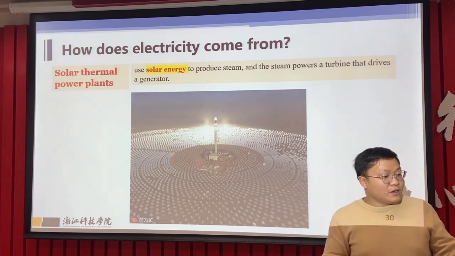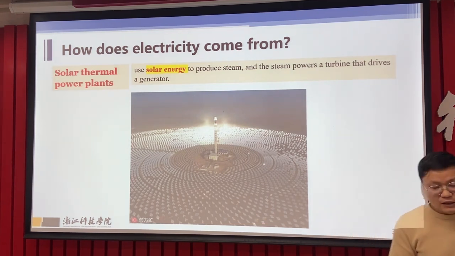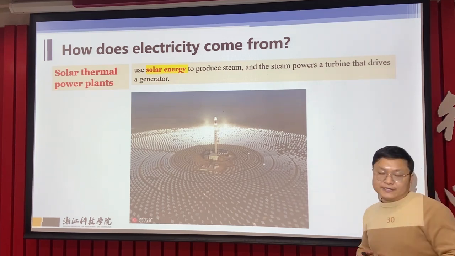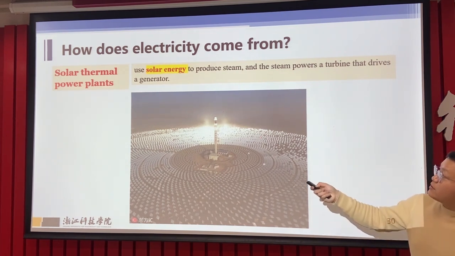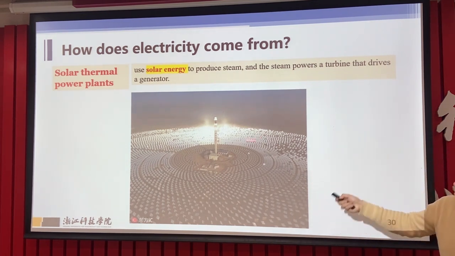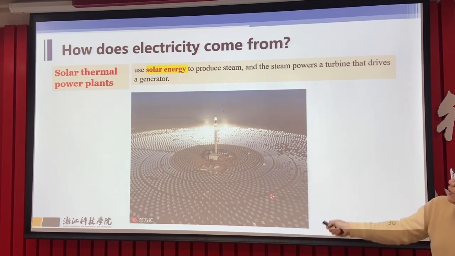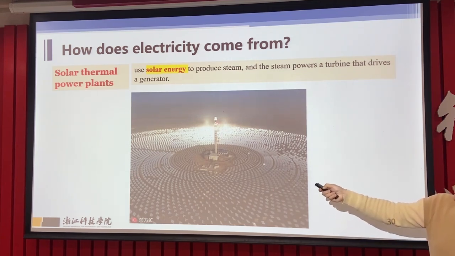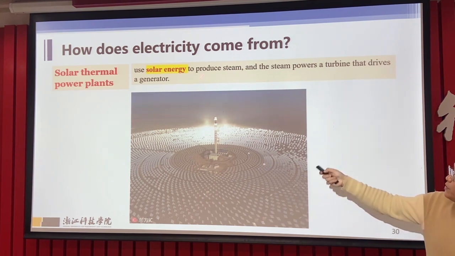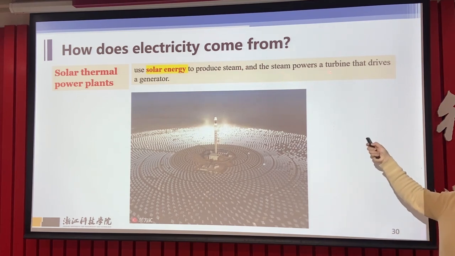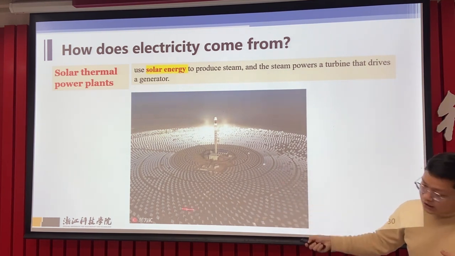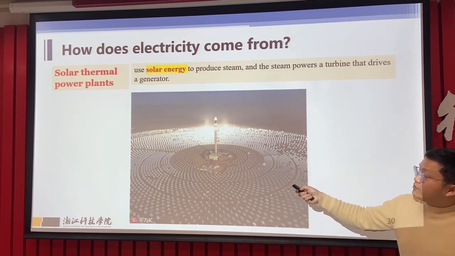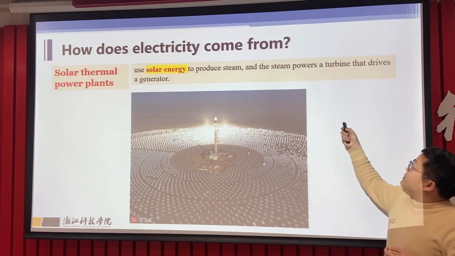For solar energy, we have two kinds of utilization. One is solar thermal power plants. We use solar energy to produce steam. We concentrate the solar energy onto the top of the tower, and then here we can produce hot water and steam, and then the steam powers a turbine that drives a generator. We use the solar energy here to produce the steam, and then the steam drives the turbine.